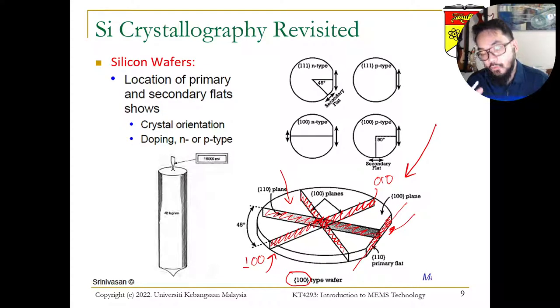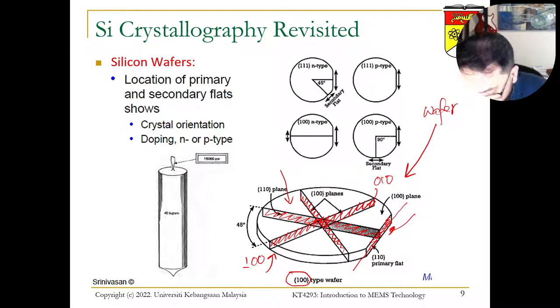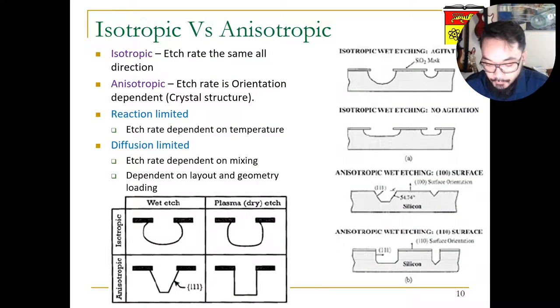So in the same wafer you can expose different planes as long as you know where that plane is. If from the same wafer you want to expose the 111 plane, then you have to cut it in a diagonal way, which we cannot see here. So from the same wafer, you can expose the 100 and 110 planes if you know where to find them. That is important for you to know.